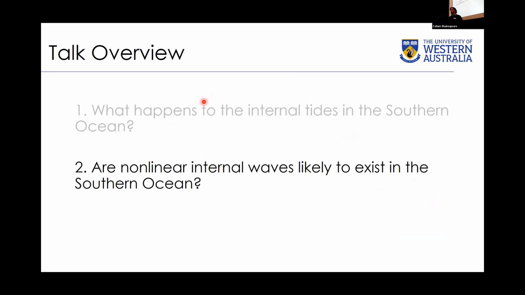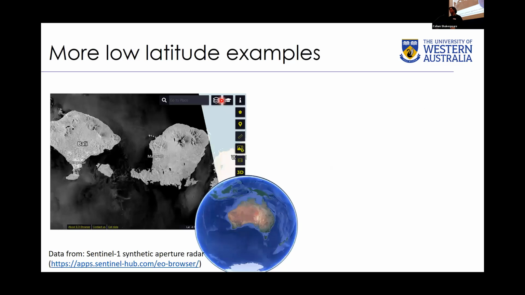So I guess to answer that question, what happens to the internal waves, internal tides in the Southern Ocean? I think they just go through an eddy and they become decoupled from the tidal forcing, and they're basically undetectable from satellites. So now I'll change gears again and I'll look at nonlinear internal waves and are they likely to exist?